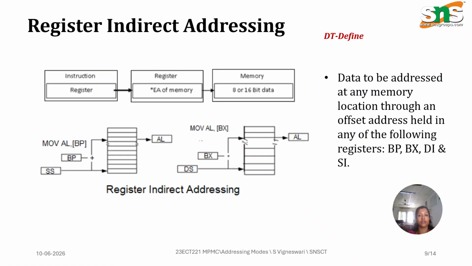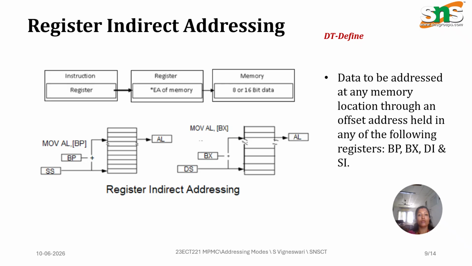Next comes the indirect addressing mode, which is the register indirect addressing mode. In the register indirect addressing mode, the data to be accessed can be stored in any memory location, but that memory location is not accessed directly; its address is stored in a register. The 8086 uses certain registers like BX, BP, SI, DI.